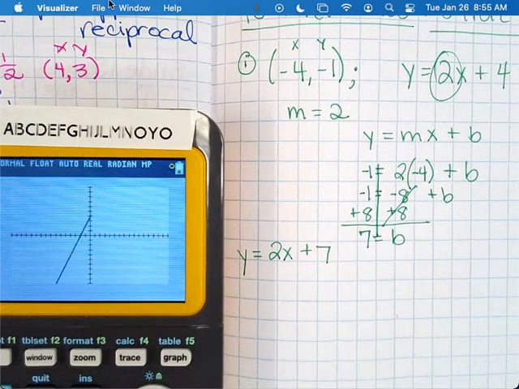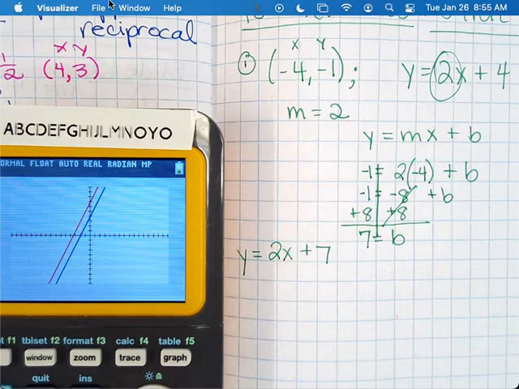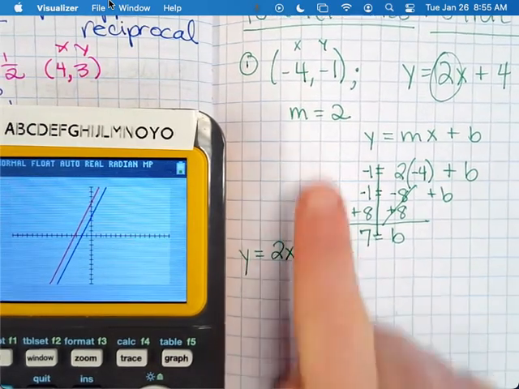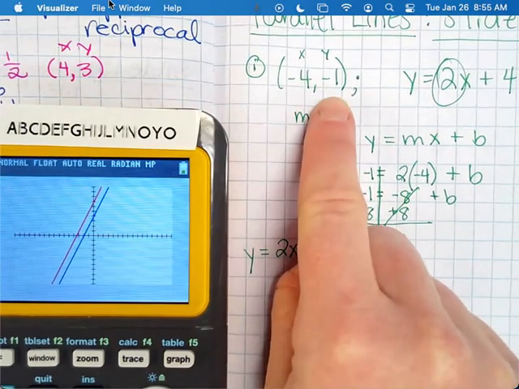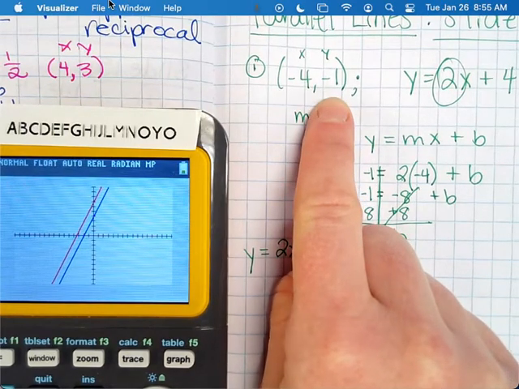They should be parallel, right? Because that's what it told us. Write the equation of the line that's parallel to. So yes, they are parallel. Does this line go through -4, -1? We have to look at the table.